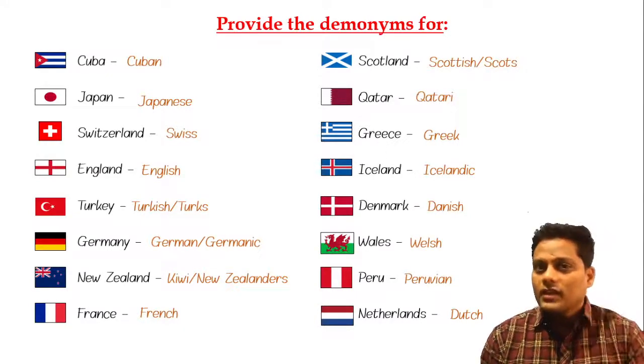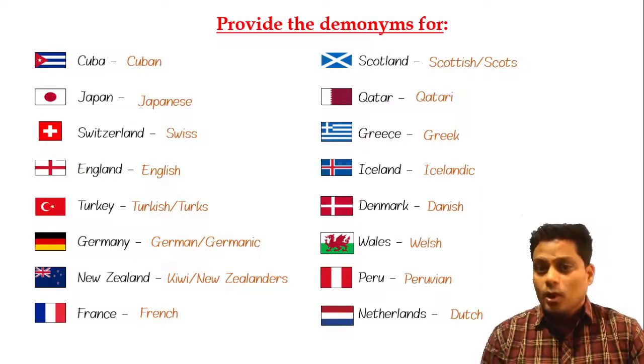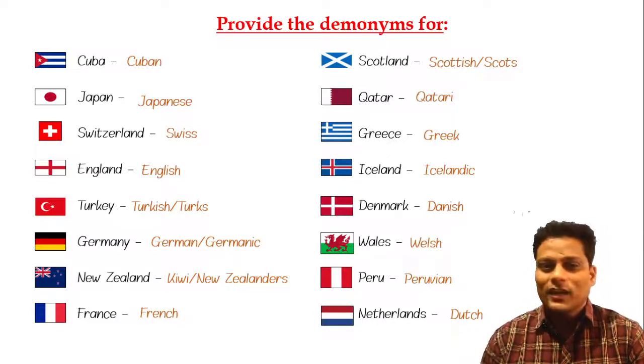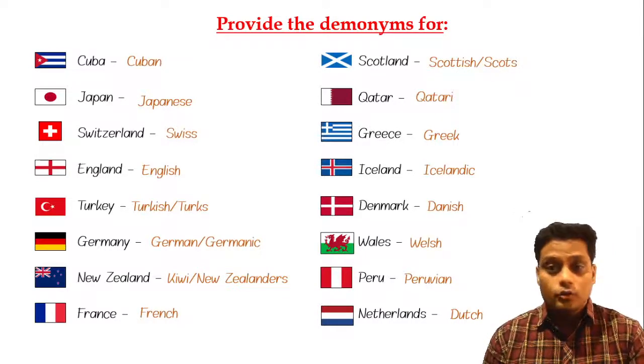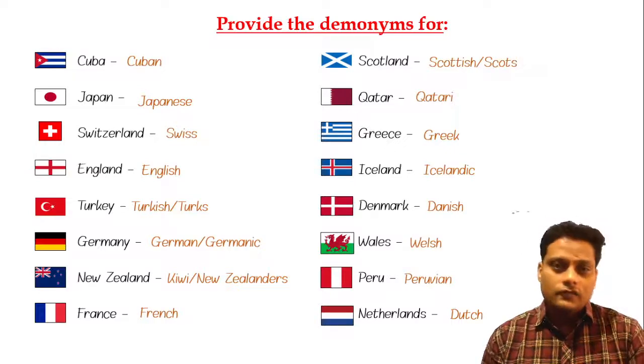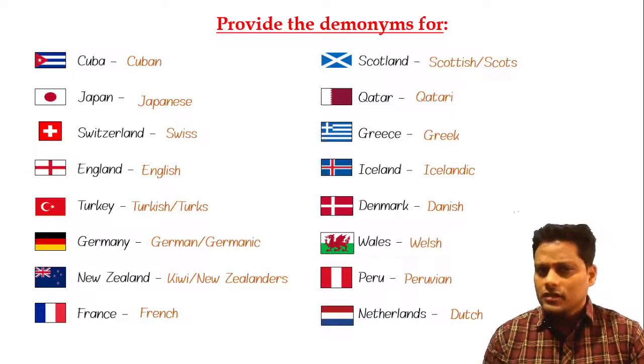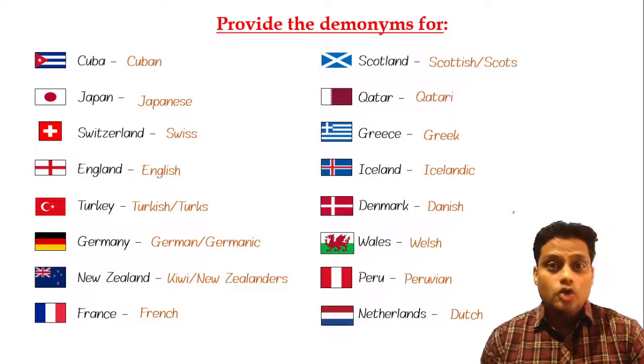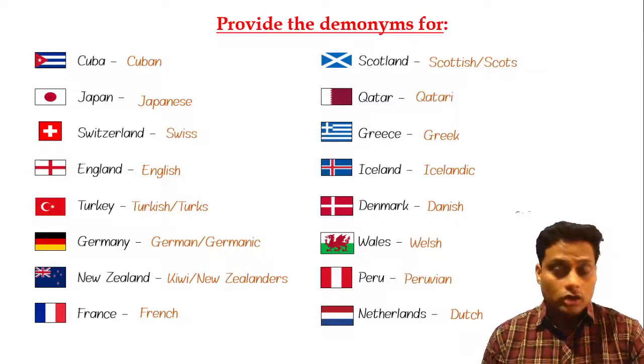But don't apply the extra logic for the next one, because I've said Turkey is Turks doesn't mean Germany is Germs. Careful there. Very careful there. So Turkey is Turkish or Turks. Germany is German or Germanic, but German is more popular. For New Zealand, it's Kiwi or New Zealanders. France is French. We read that when we were discussing adjective forms in one of our revision videos, I believe. Scotland is Scottish or Scots.